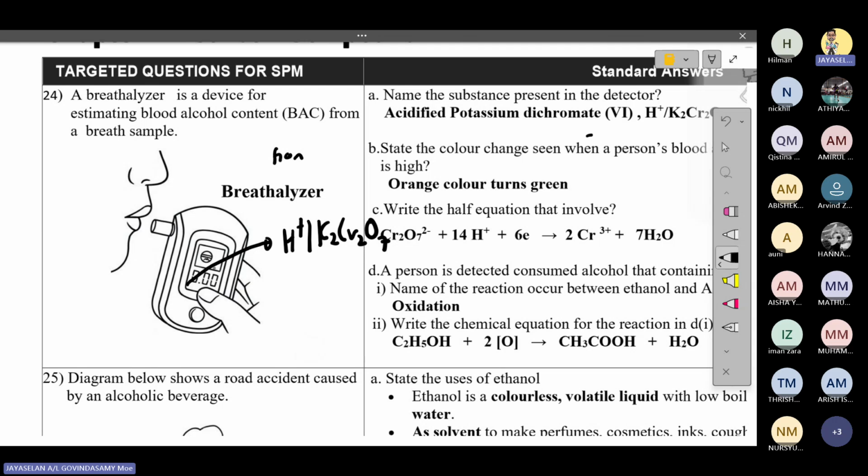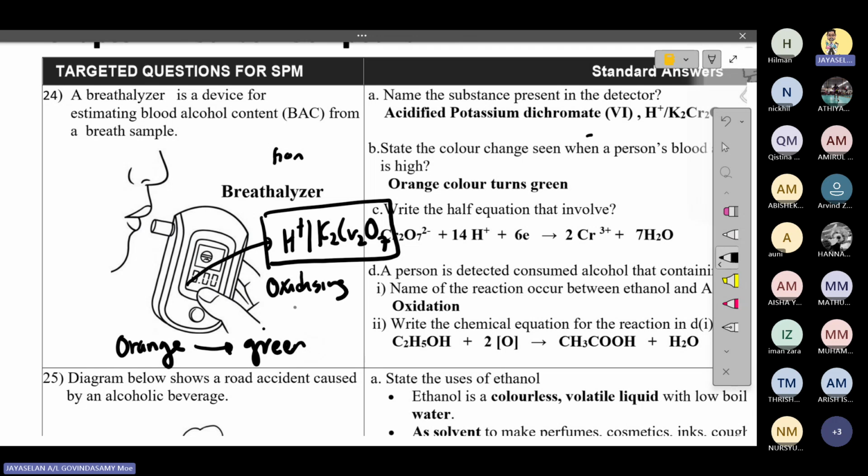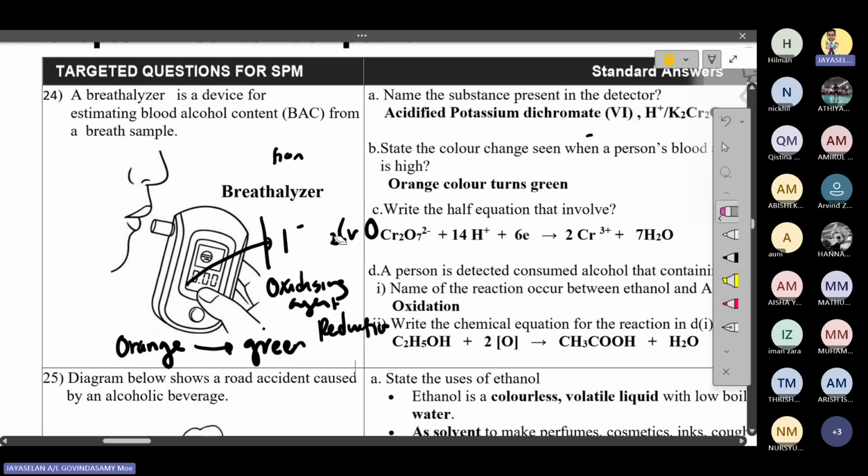So what is the color change? Dalam exam kalau keluar, orange turns to what color? Green color. Kenapa dia change to green color? Because this is what agent? Oxidizing agent. Oxidizing agent undergo what reaction? Reduction. How to do the equation?